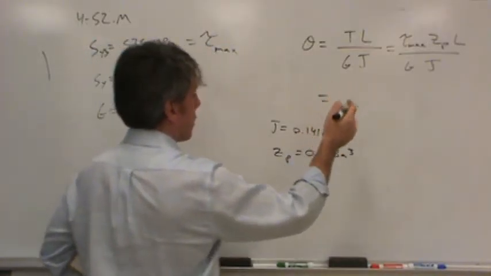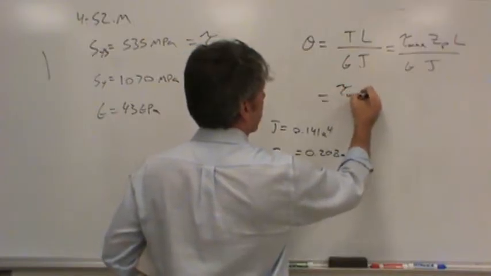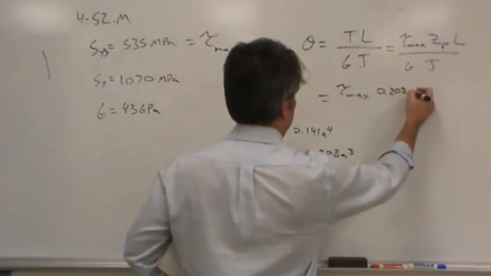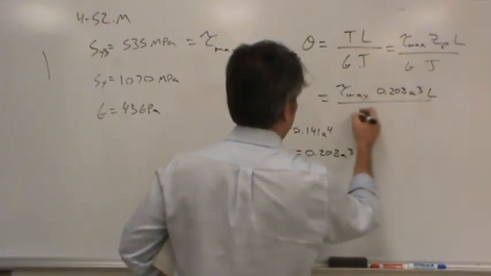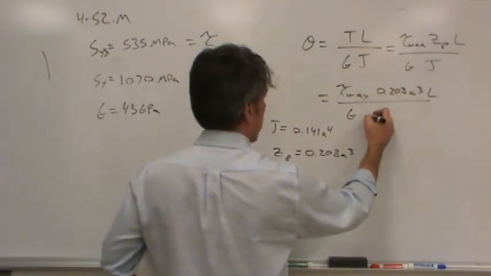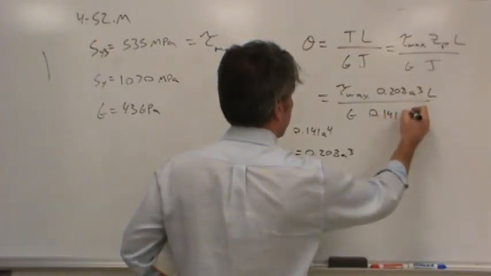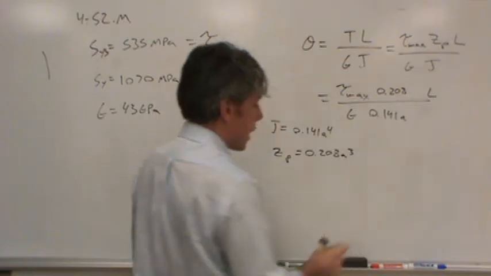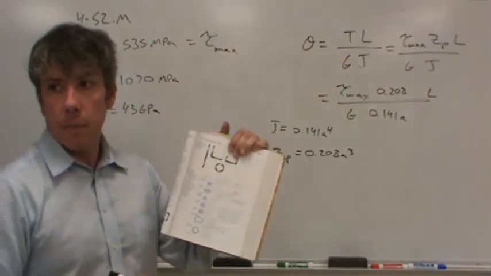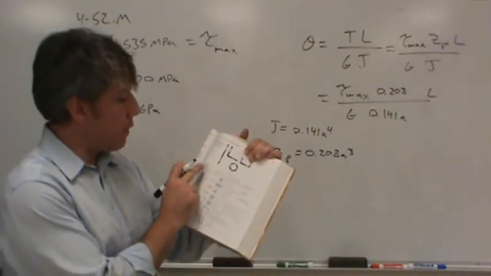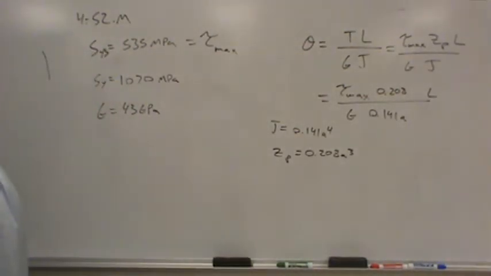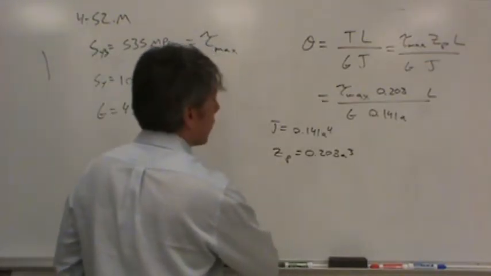So we can make that substitution. Tau max, we're almost done. Z_P is 0.208 A cubed. L over G. J is 0.141 A to the fourth. Notice most of the A's go away. But what is A anyway? It's the side length of the metal stud. So if you look at figure 4-27, you'll see that A is that side dimension which they gave us, which was 8 millimeters. So now let's plug everything in and see what we've got.